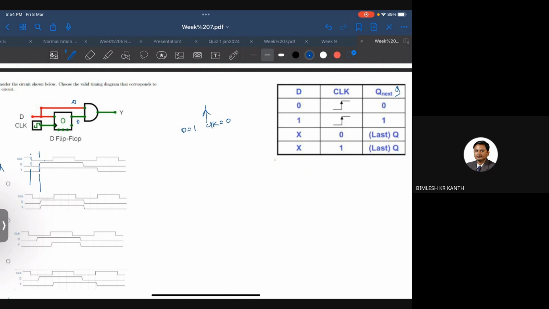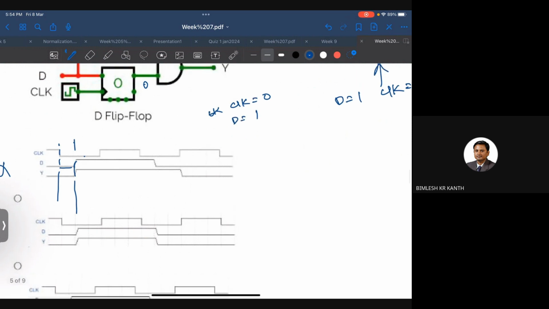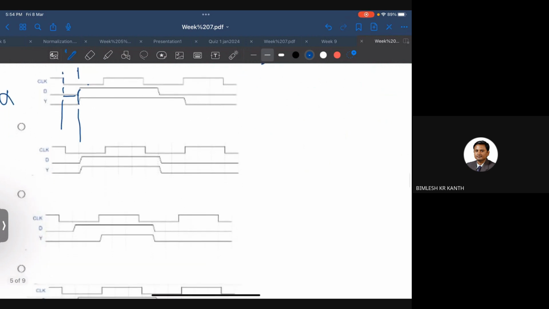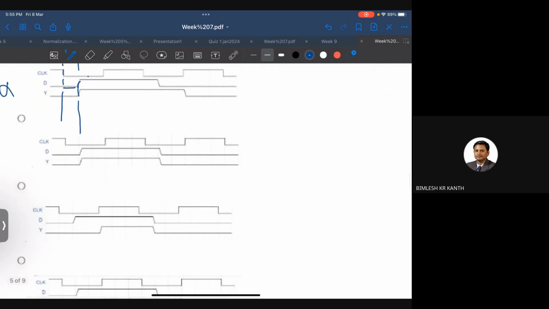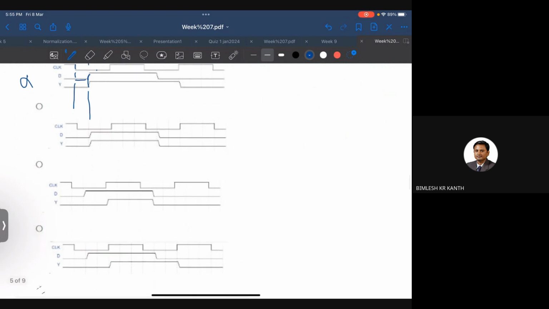Third segment, what is happening? So you can see that clock is 0 and D is 1. So what will be the output? Yeah, Q should be previous only. It shouldn't change. Yeah, but it's changed, right? So this is wrong. Correct. Similarly, this is the same replica, so this is also wrong. Yes, the same up to the third segment.